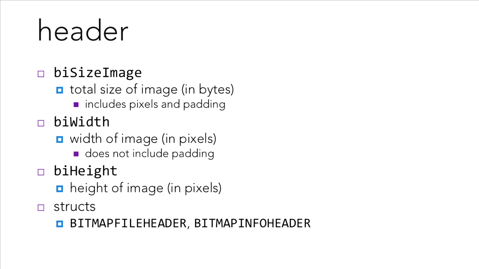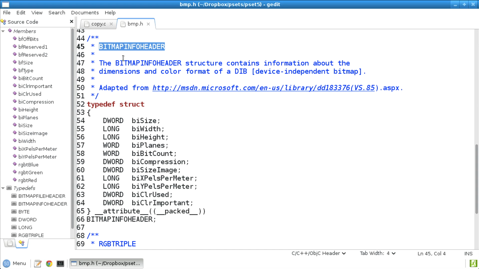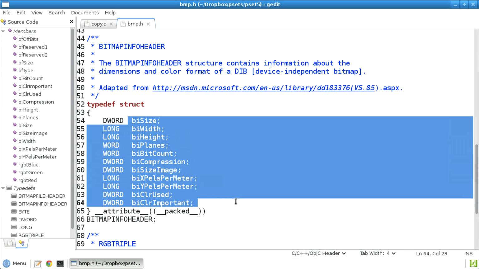So which variables are those exactly? Well, if you look into the header information, you see there's biSizeImage, which represents the total size of the image in bytes, including pixels and padding. biWidth is the width of the image in pixels minus the padding. biHeight is the height of the image in pixels. And so those are contained in the structs BITMAPFILEHEADER and BITMAPINFOHEADER. You can tell which one is which by going to bmp.h and looking at the BITMAPINFOHEADER struct and seeing which variables are listed there.